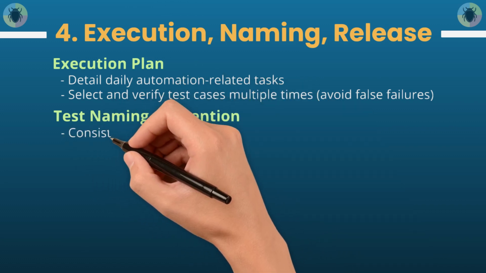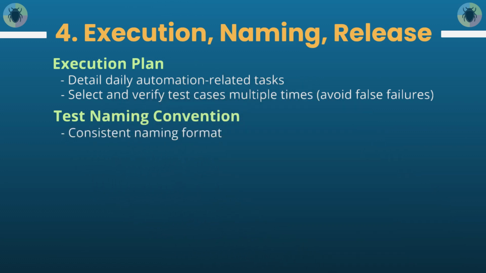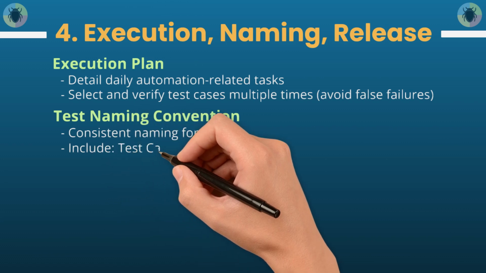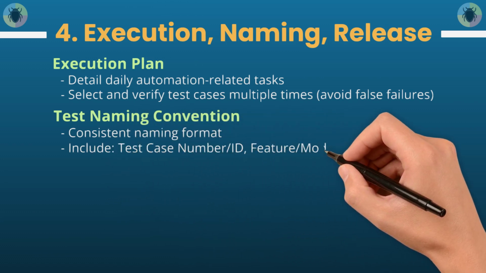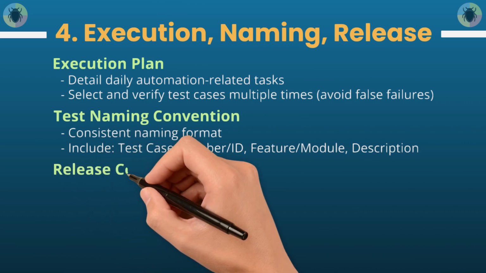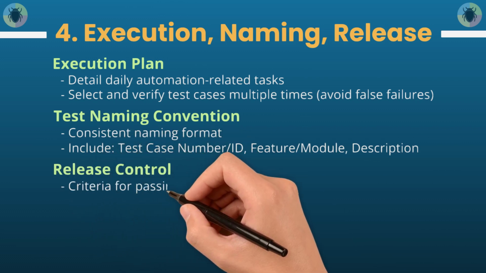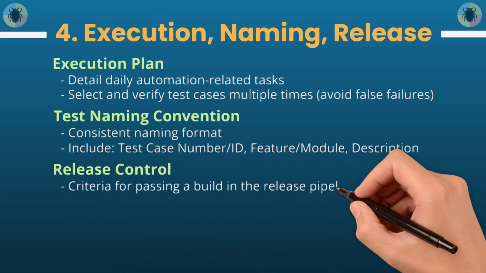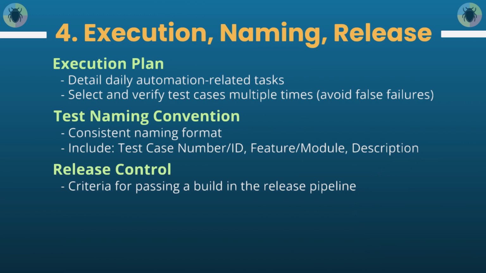Use a consistent naming convention for better organization. Include the test case number ID, feature module, and a brief description of what the test verifies. Release control. Set clear criteria for passing a build in the release pipeline, like the successful completion of all automated regression tests and evaluating application test logs.